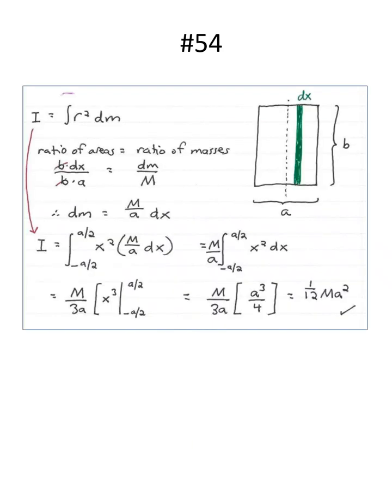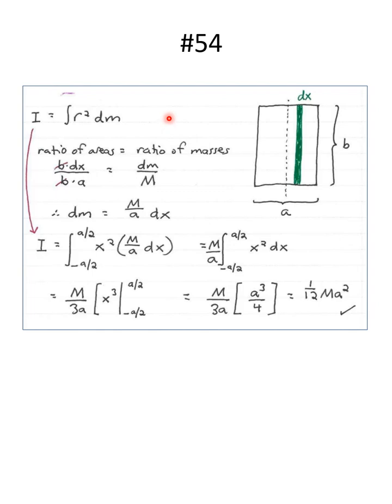Number 54, verify by direct integration Table 2's entry for the rotational inertia of a flat plane about a central axis. All right. To find moment of inertia, well, first let's draw a picture. We have a flat plane about the central axis, and I've called the length that's parallel to the axis b and the width of it a, so it's going to correspond to the table that's given in the book. Moment of inertia in general is the integral of r squared dm.